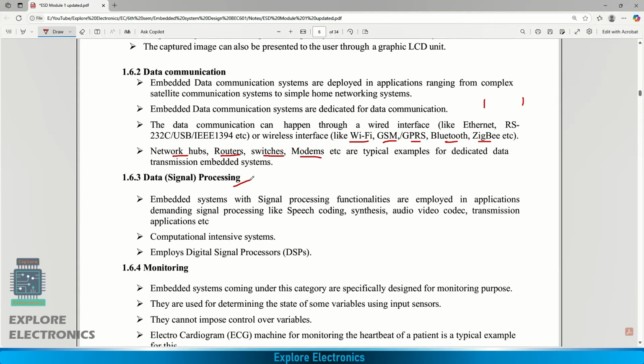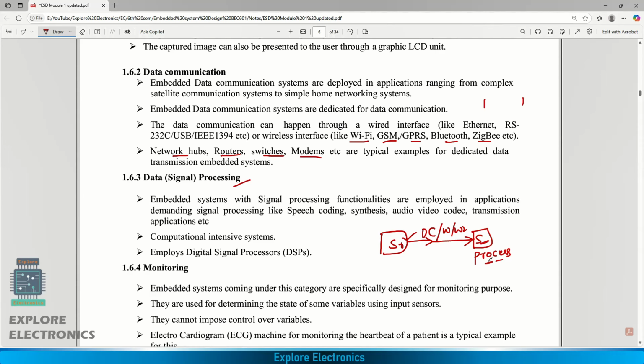Then we will have data or signal processing. Suppose here is the sensor and here is the system. Once the sensor detects something, it will give the data to the system. This communication is a data communication. It can be wired or wireless. But in this system, where we capture the sensor data, there will be a processor. This will process the data.